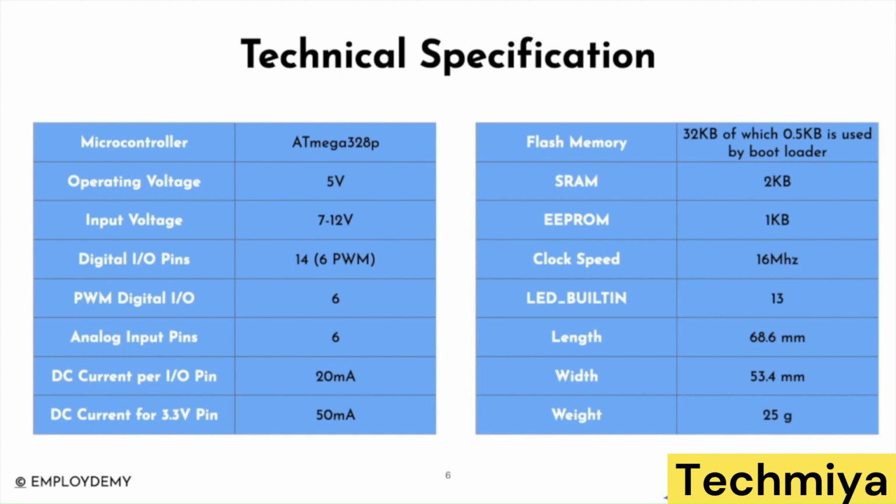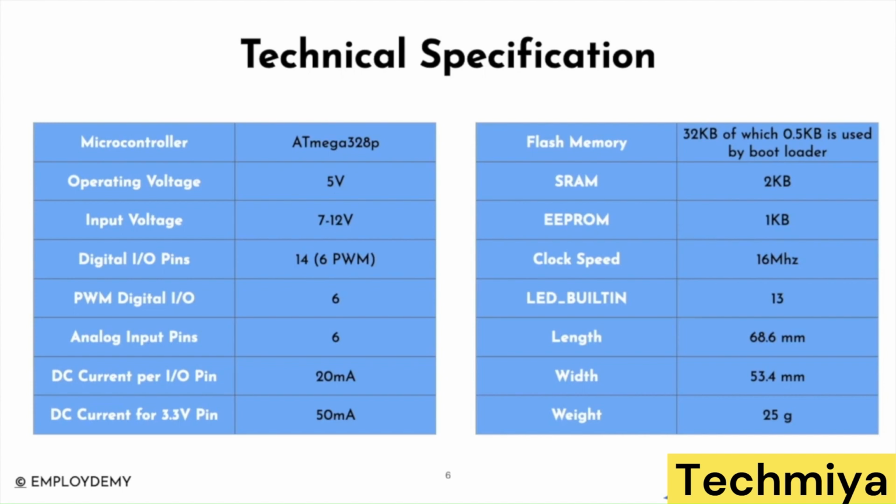So what is the length of Arduino Uno? The length of this Arduino Uno is 68.6 mm, that is nothing but 6.8 centimeter, and the width is 5.3 centimeter, and it weighs around 25 grams, which makes it very light to have it on any other platform. So this was all about your Arduino board and its specification.